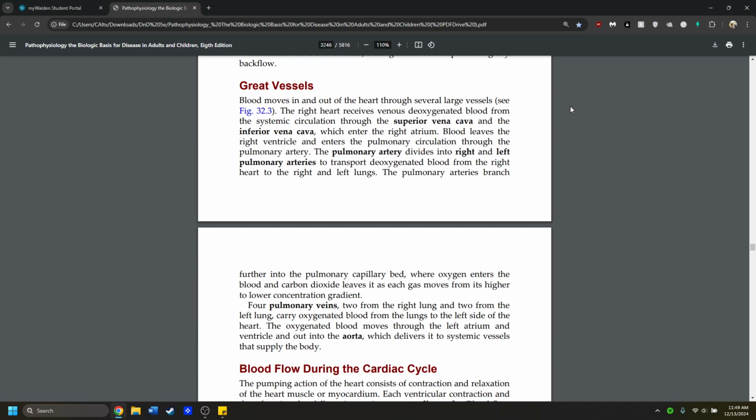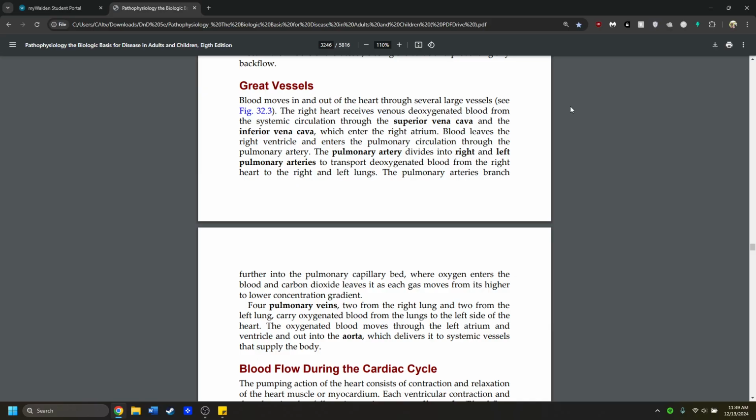The greater vessels, or great vessels. Blood moves in and out of the heart through several large vessels. The right heart receives venous or deoxygenated blood from the systemic circulation through the superior vena cava and the inferior vena cava, which enter via the right atrium. Blood leaves the right ventricle and enters the pulmonary circulation through the pulmonary artery.